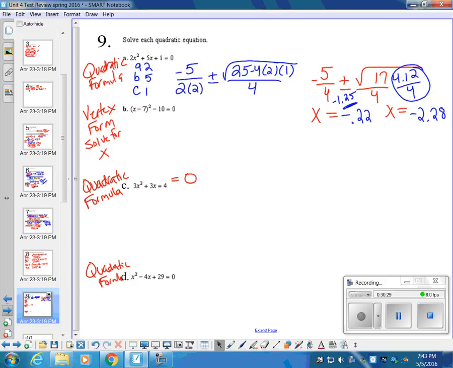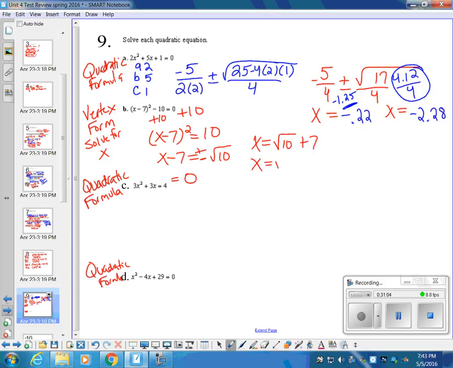Okay, so quadratic formula, we solved it. We got what x equals two times. Okay, we're going to solve this next one. It's in vertex form, so we're just going to add 10 to both sides. x minus 7 squared equals 10. You got to square root it. Equals plus or minus the square root of 10. We got to add 7 to that. So we got x equals square root of 10 plus 7. x equals the negative square root of 10 plus 7.